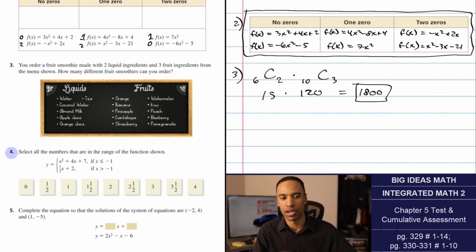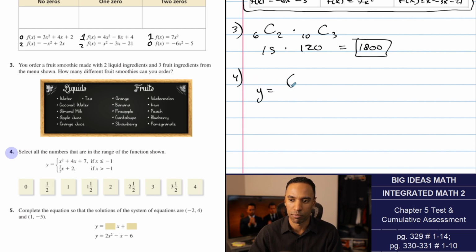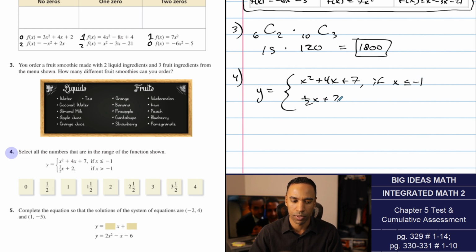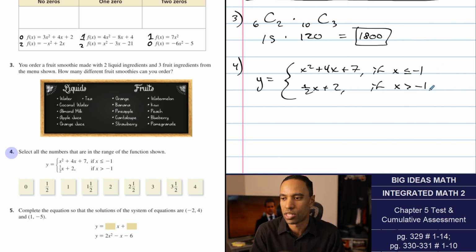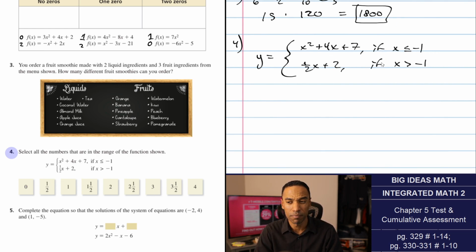Number 4, select all the numbers that are in the range of the function shown. Range is representing the y values. So we got a piecewise function. This would have been from chapter 1. So x squared plus 4x plus 7 if x is less than or equal to negative 1, and 1/2 x plus 2 if x is greater than negative 1. I don't want to make this a multiple selection thing where I try them and see which ones work. I'd rather just try and graph it and go from there.